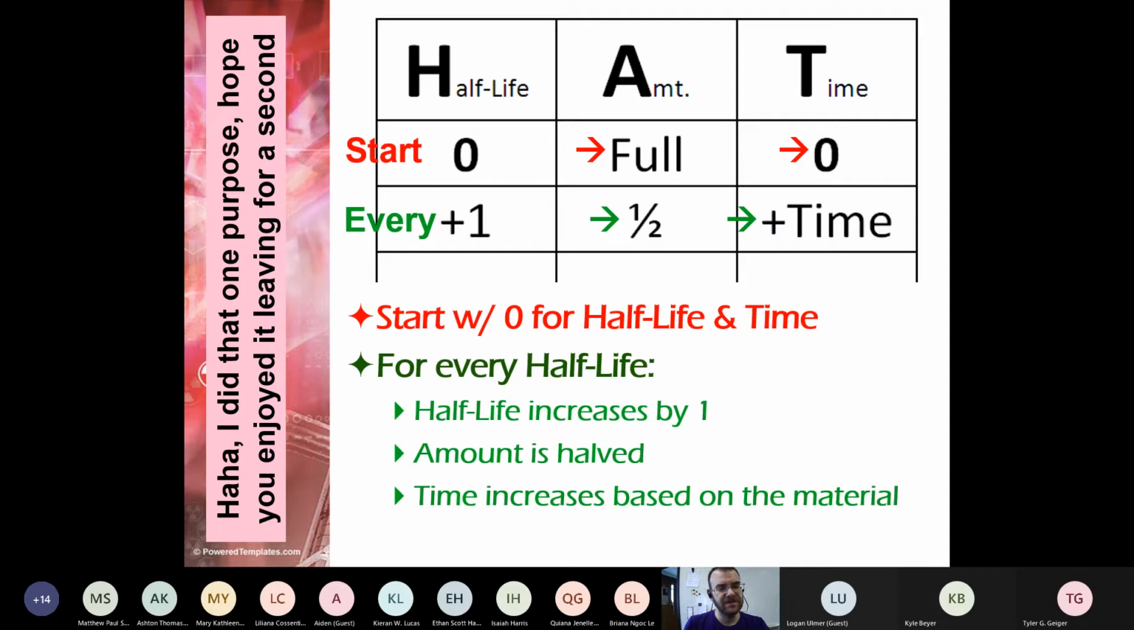So when you start it off, you've got 0 for half-life and 0 for time, and whatever the amount is from the problem. Every half-life, the half-life goes up by 1: 1, 2, 3, 4. The amount gets cut in half. That's the whole point of half-life. And the time goes up based on whatever the material is.